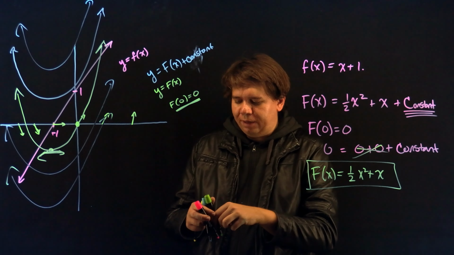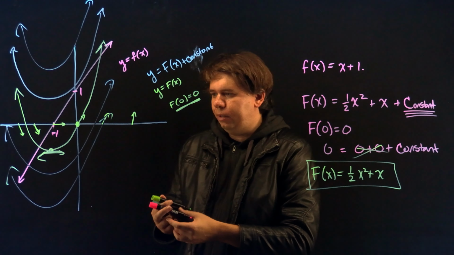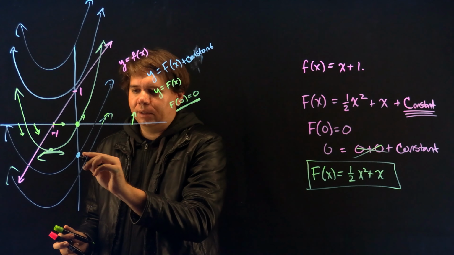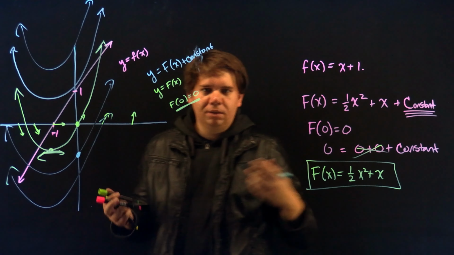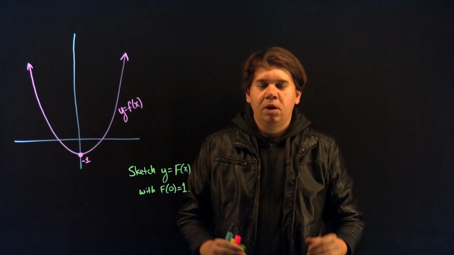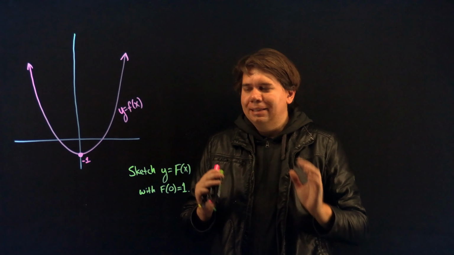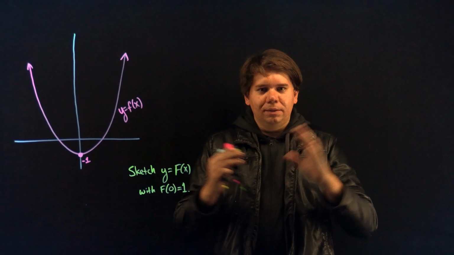If I had changed that given point to some other given point, maybe I want to pass through this point instead, I would have a different solution. Okay, now let's try another example, slightly more complicated, but same idea.